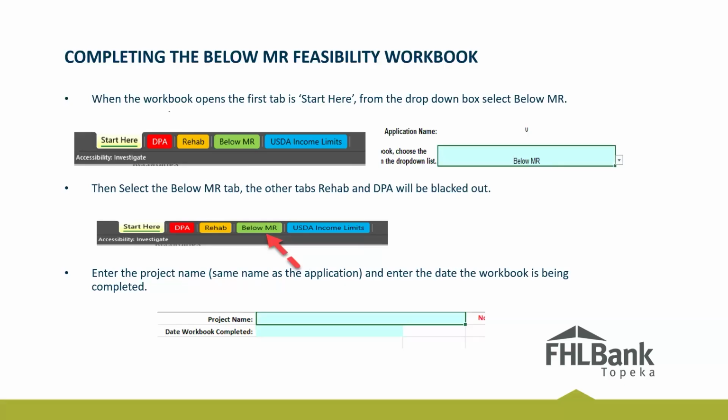Completing the below MR Feasibility Workbook. When the workbook opens, the first tab is Start Here as shown below. Then, from the drop-down box, select Below MR. Then select the Below MR tab at the bottom. The other tabs, Rehab and DPA, will be blacked out. Enter the project name, same as the application, and enter the date the workbook is being completed.